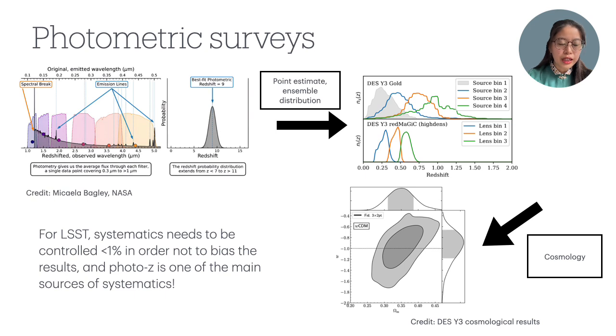Because you don't have the full galaxy spectrum, photometric redshifts often come with a wide uncertainty range, as well as a bias. Despite these complications, this information is passed down to your cosmology pipeline in order to obtain a parameter estimation for your cosmology. For stage 4 surveys, systematics need to be controlled to sub-percent level in order not to bias the results, and photometric redshifts are one of the main sources of systematics here.